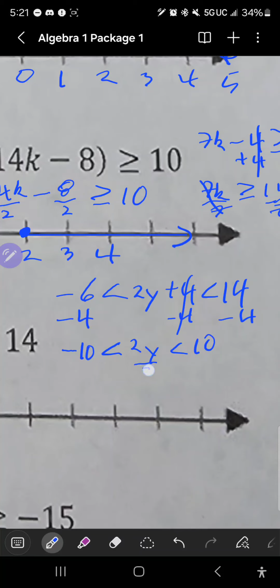Now we divide the 3 sides by 2. We cancel this and we have negative 10 divided by 2 is negative 5, less than y, and this is less than 5. And this is our answer.